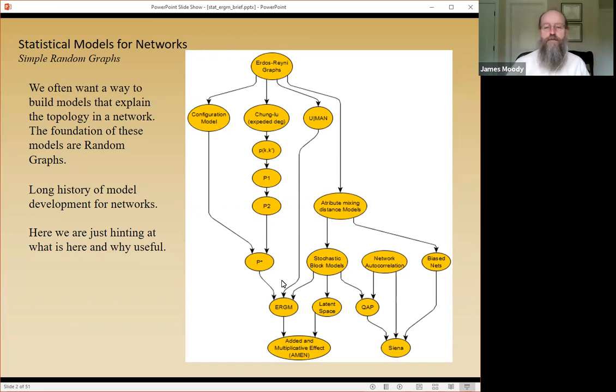If instead what you're interested in is explaining why people are healthy or why people get a disease or what makes people happy, and you think one of the answers to this is who they're tied to and how those relationships are configured, then that leads you down the Siena model, a QAP, network autocorrelation kind of model. And so the big division in this final split is really between, am I trying to explain an outcome on the nodes, so what makes a node different from another node, or am I trying to explain an outcome on the edges, like why are two nodes tied to each other?